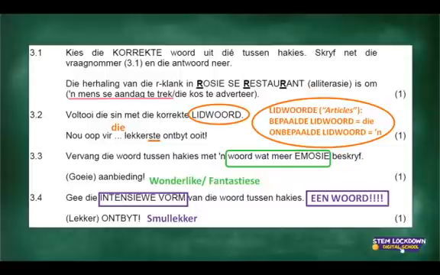Okay. Dan gee die intensiewe vorm van die woord tussen hakies. Nou asseblief matrieks, onthou dit is een woord. Okay, we spoke about it last time in the last question paper. One word. If the marker is in doubt, you will not get the mark. If there's the slightest gap between small and lekker, you will lose your marks.